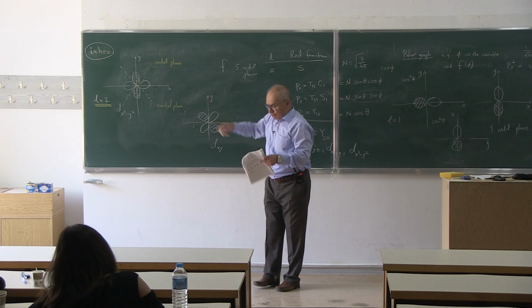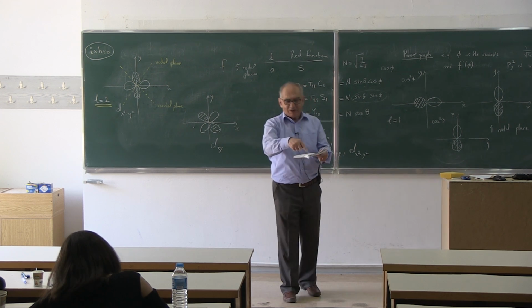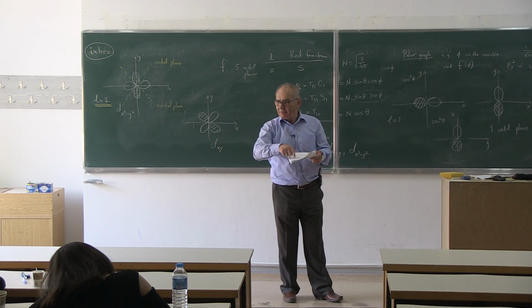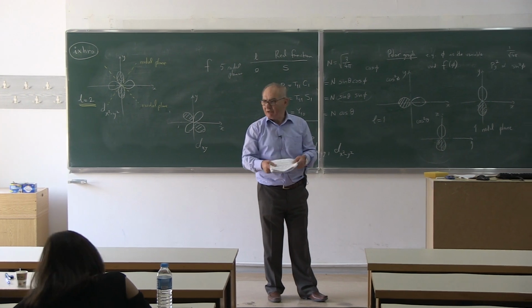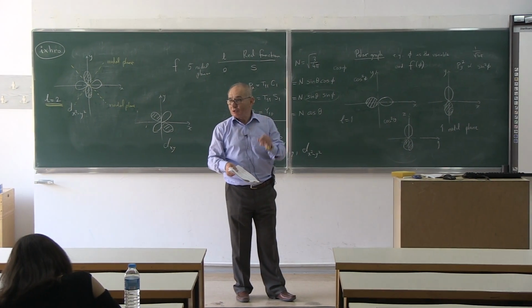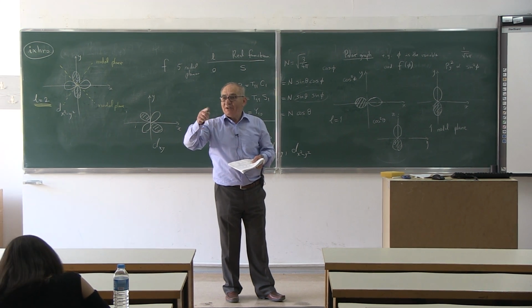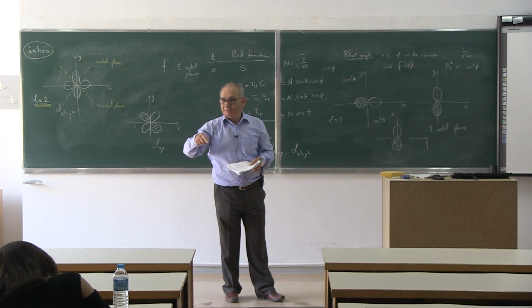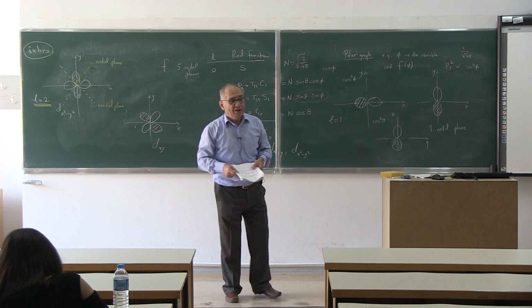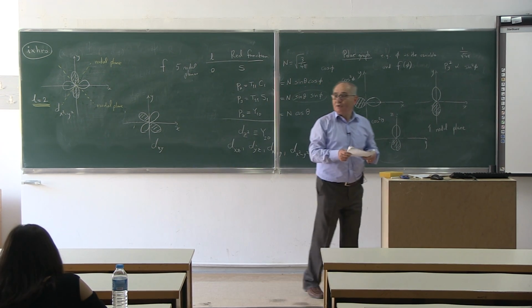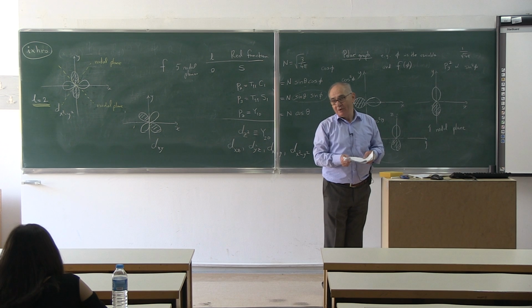Okay. The other polar graphs of the remaining 3 are available in the notes. All of them have 2 nodal planes. In general, the number of nodal planes is equal to L. So s orbitals have L equals 0. That means they have no nodal plane.